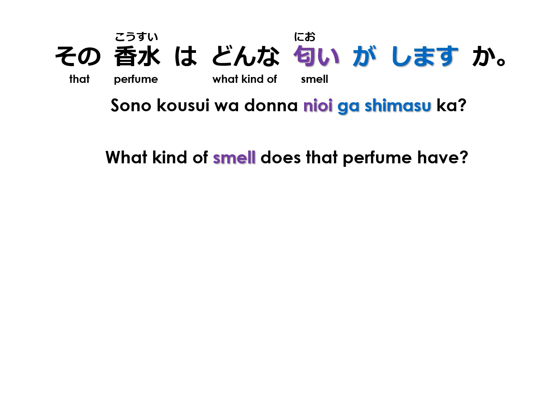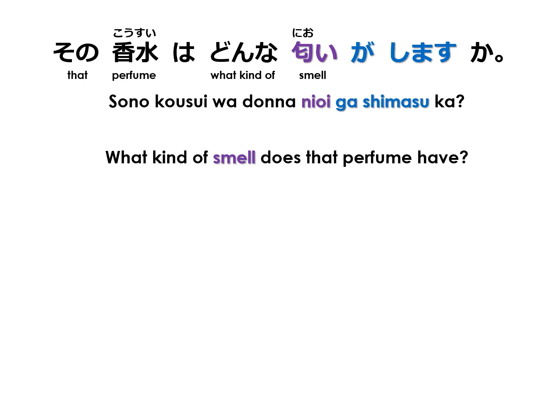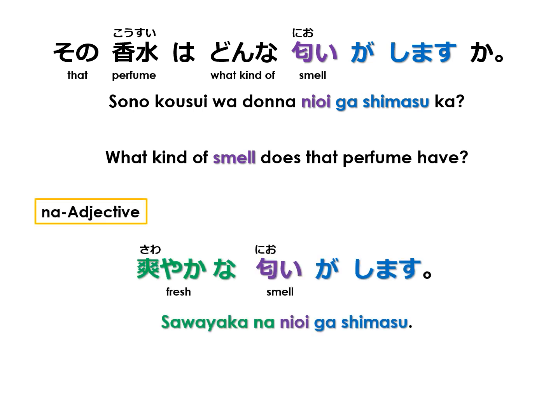その香水はどんな匂いがしますか? And using an e adjective, we can say 甘い匂いがします. It has a sweet smell. その香水はどんな匂いがしますか? And using a na adjective, we can say, for example, 爽やかな匂いがします. It has a fresh smell.